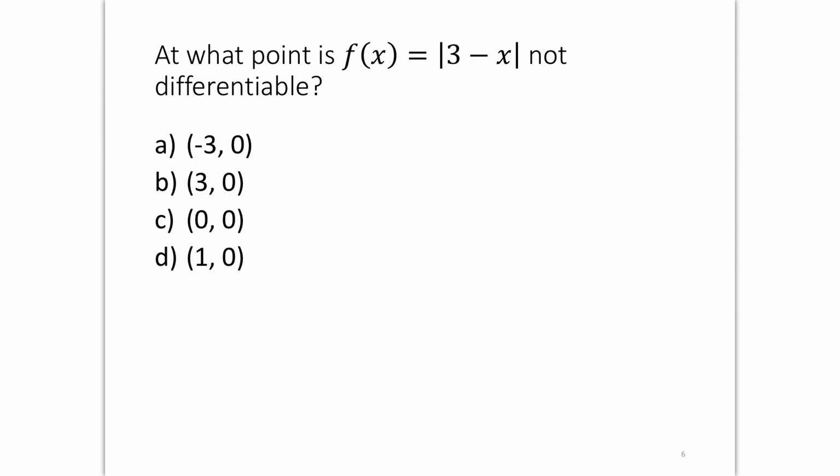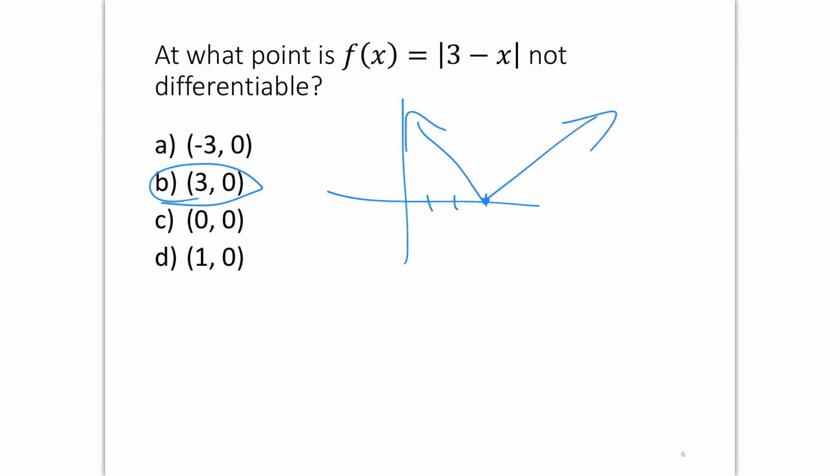Now just take a guess. At what point do you think the function f of x equals absolute value of 3 minus x is not differentiable? Negative 3 and 0, 3 and 0, 0 and 0, or 1 and 0. All right, so the correct answer is B, at 3 and 0, because the absolute value of 3 minus x is going to be moved over 1, 2, 3 to the right, and it's still your typical V shape. So the point where you have the problem is at 3 and 0.